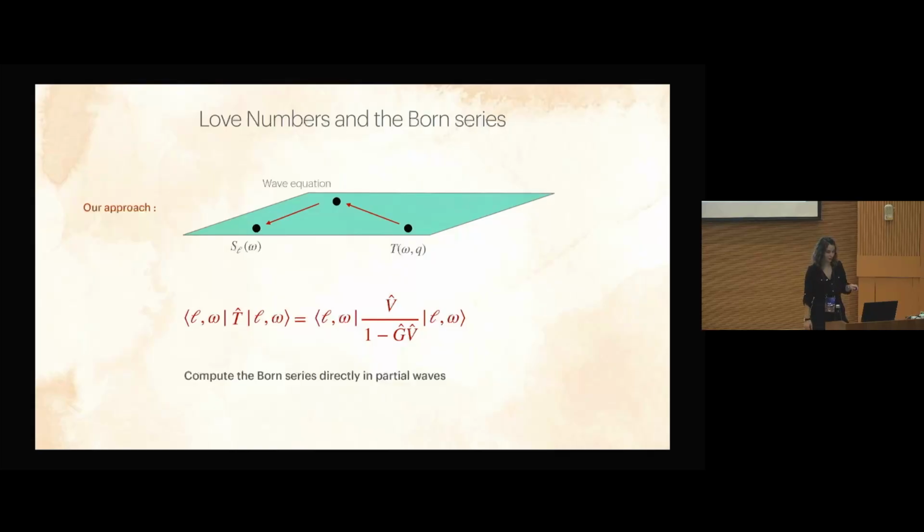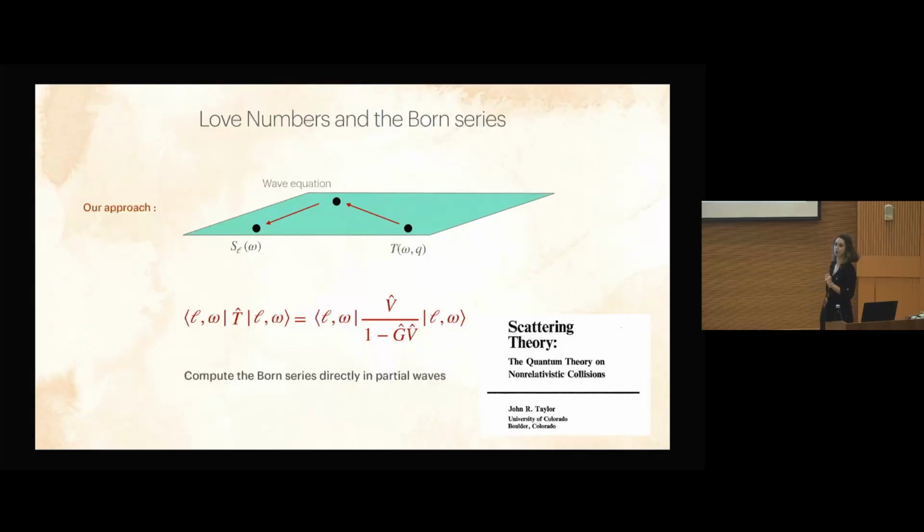Something that we found that was actually very useful is this book from 1972 by a certain Taylor, who actually worked out in detail the Born series in partial waves, and it was very helpful.